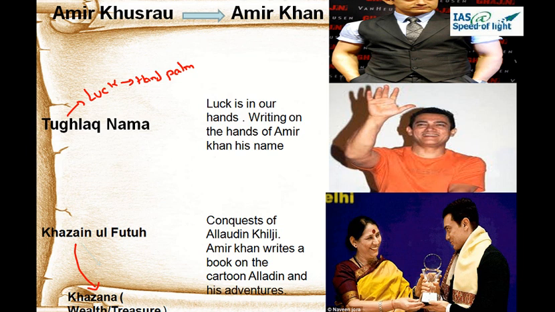Alauddin Khilji is again a Delhi Sultanate Sultan, and we will come again to the Delhi Sultans one by one after finishing these authors and their books. So Tughlaq Nama, Khazan ul Futuh, khazana. Who is looking for those khazanas? It is Aladdin, the cartoon character Aladdin.